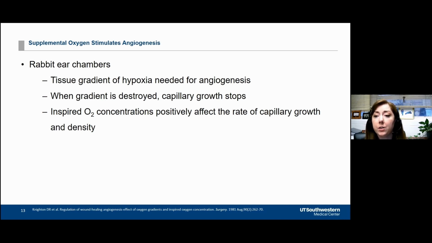If the angiogenesis was not needed at all because there was perfect perfusion across the whole wound, there'd be no need for it to continue. What they showed, though, was that even inspiring extra oxygen, those concentrations positively affected the rate that the capillaries were able to grow and the density of those capillaries.